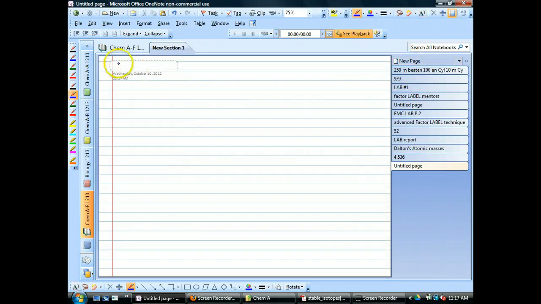So we're going to call this isotopes and average atomic mass. Isotopes and average atomic mass. So we already introduced the concept of isotope last time. And we have isotopes when we have the same element, but the atoms have different mass. So same element, different mass.